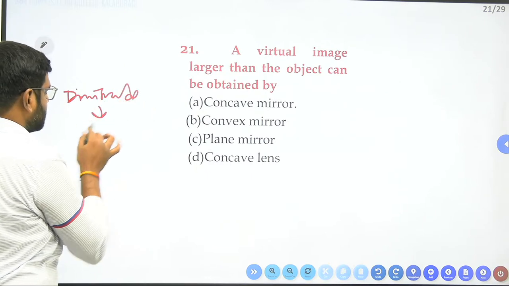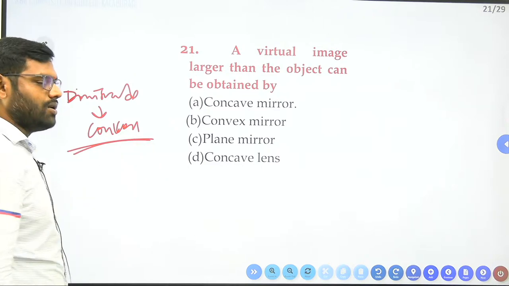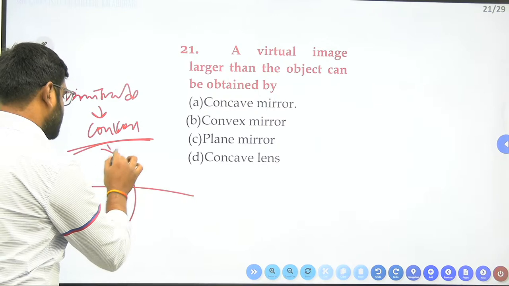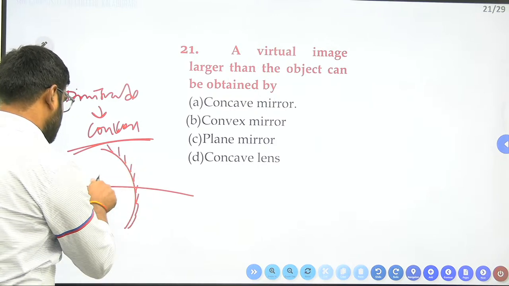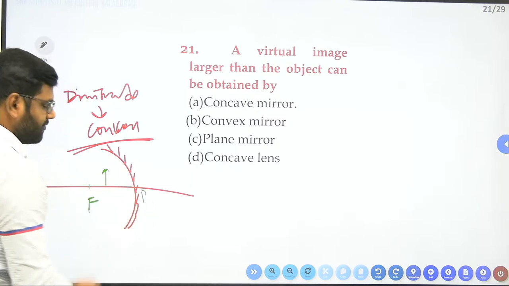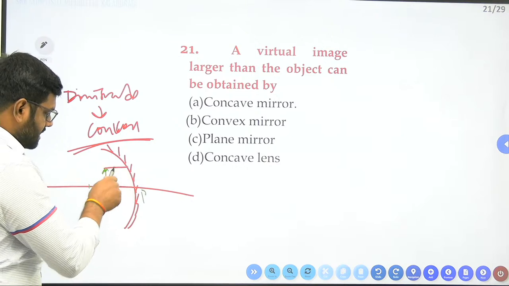Diminished in the case of which mirror? Convex. The virtual image formed by a convex mirror is always diminished. The virtual image formed by a concave mirror also, but the object should be between the pole and the focus, and that time you have to observe.